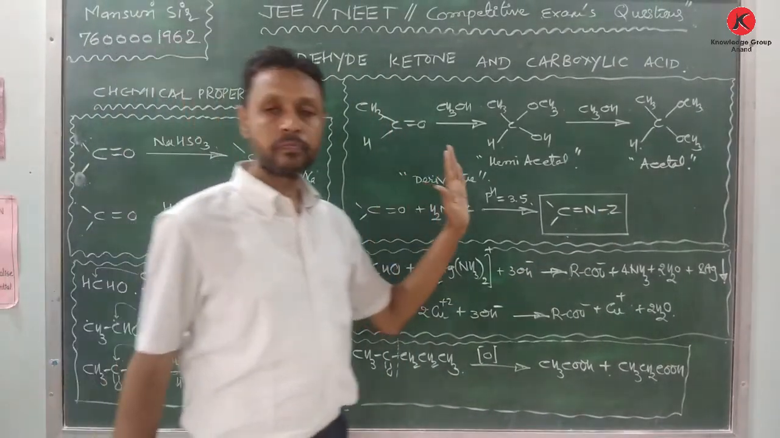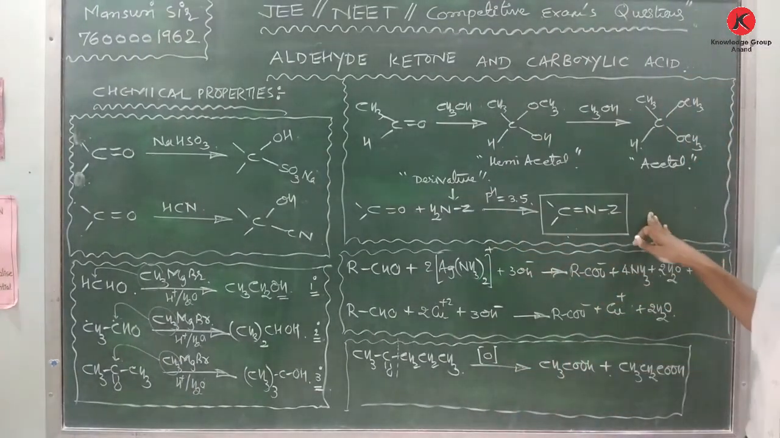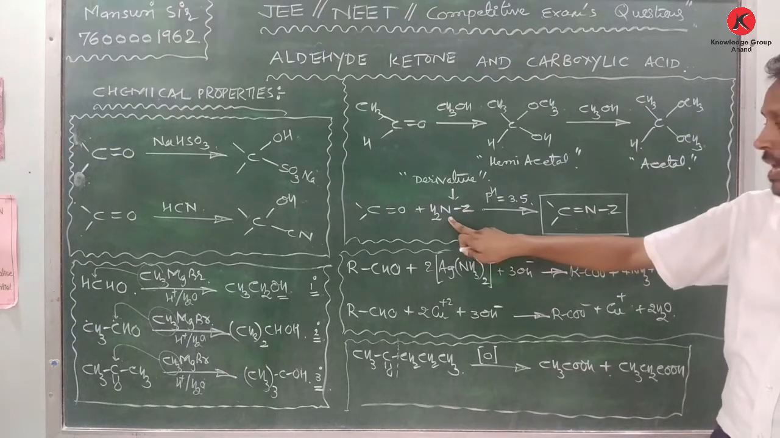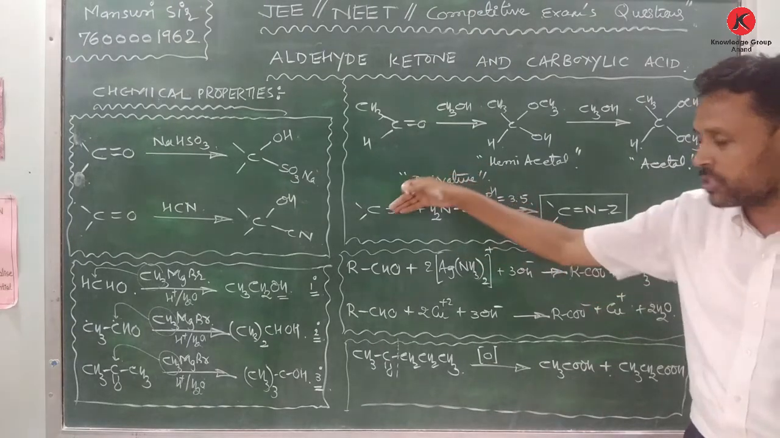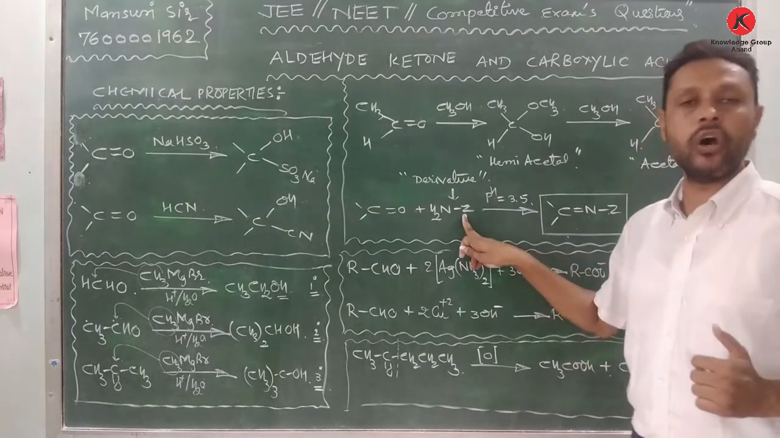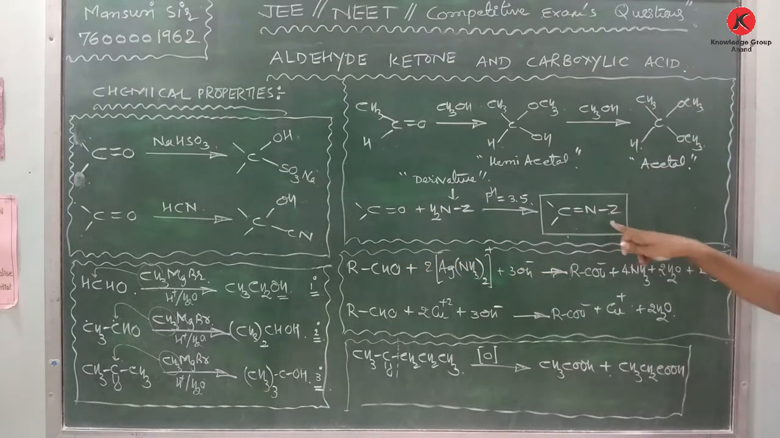So different types of organic compounds are obtained. Here you are using NH2 as Z. Then hydrazone is obtained. Hydrazine reacts with this carbonyl, and hydrazone will be formed. So here derivatives of ammonia react with carbonyl and then form derivatives of condensation reaction.